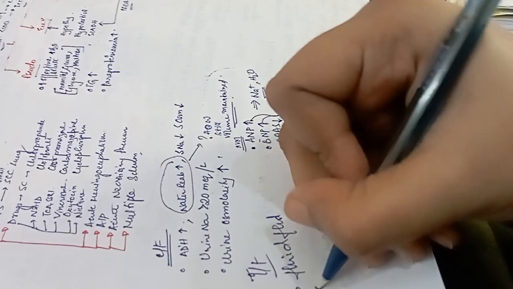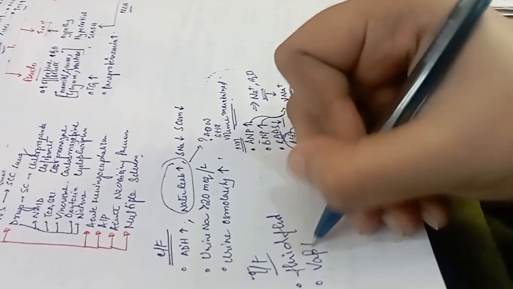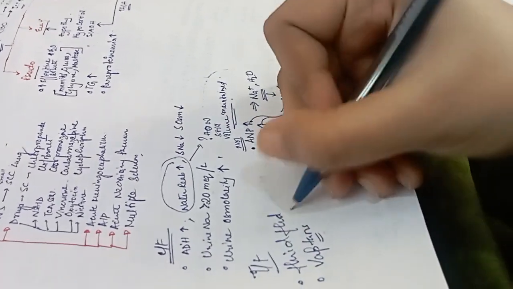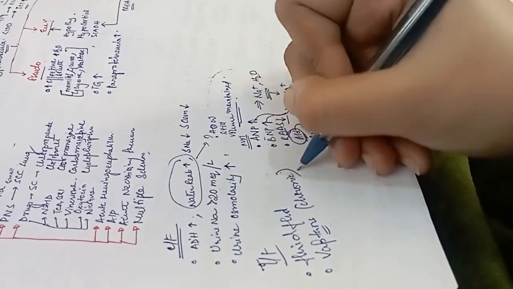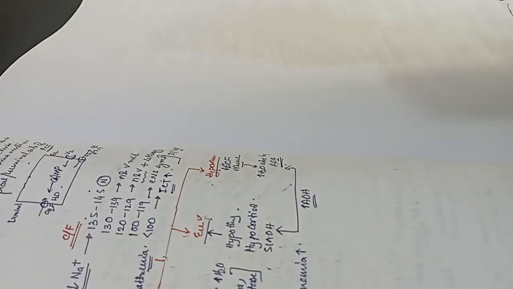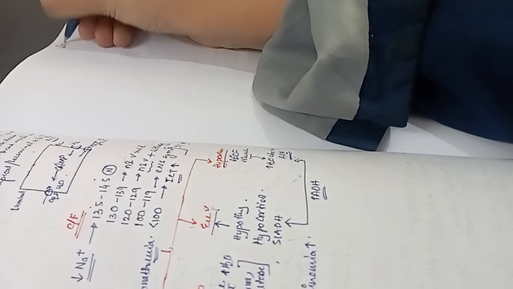And you can give Vaptans if it is a chronic SIADH. If it is a chronic SIADH, you can give Vaptans. So now coming to decreased ADH. Okay, decreased ADH is manifested by what?